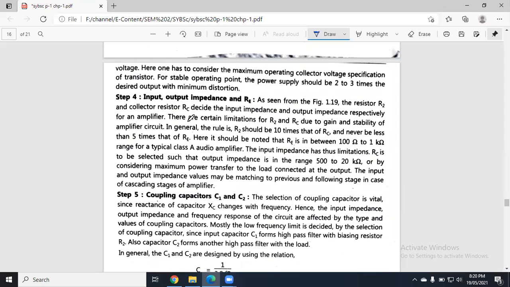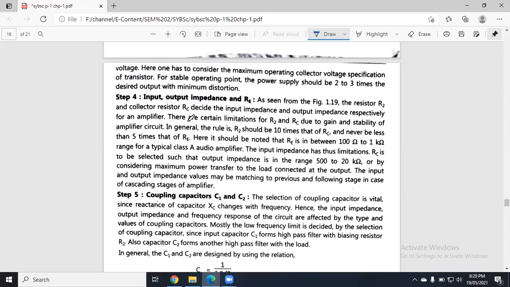After that, input output impedance and Re. Now impedance is again going to be a very important thing. Impedance is required for the matching. Why? Because if a first stage is going to send some output, and if the second stage is not able to accept that output, then there is no point. There will be a loss of information. Correct. So that is why impedance matching is important.